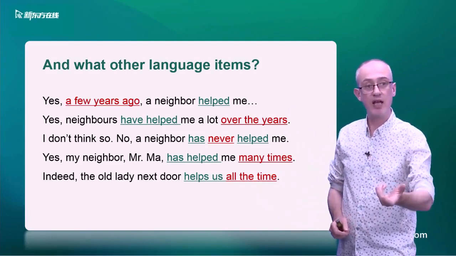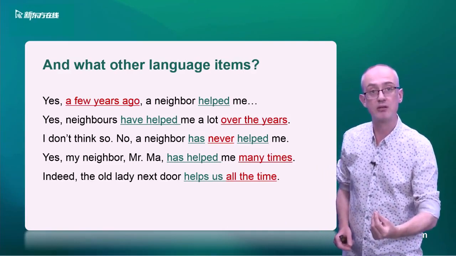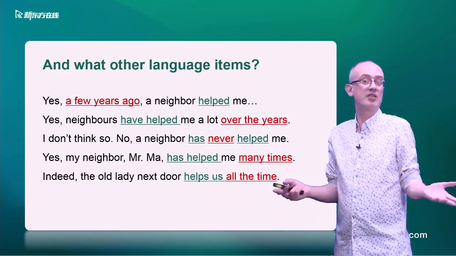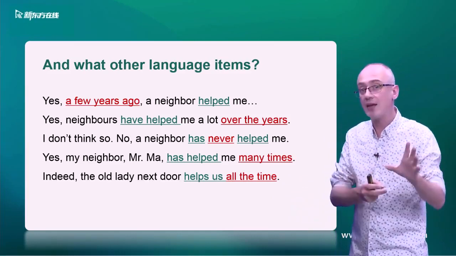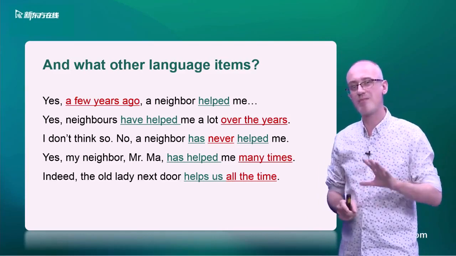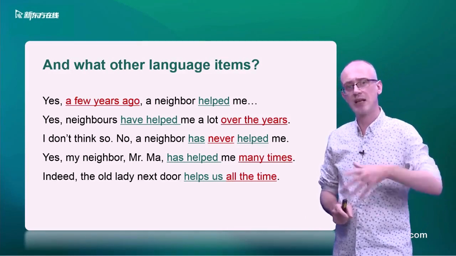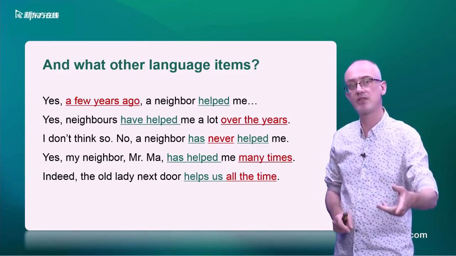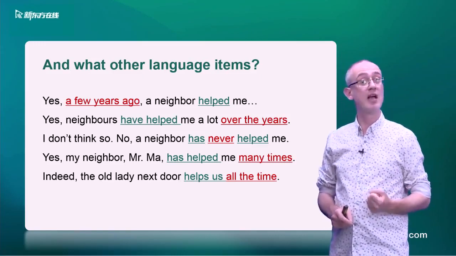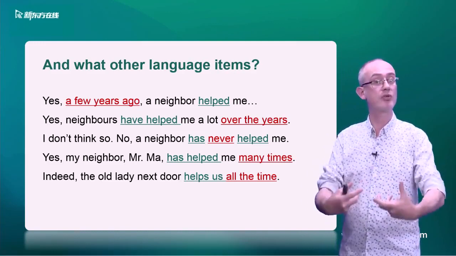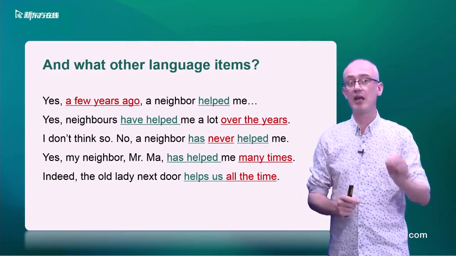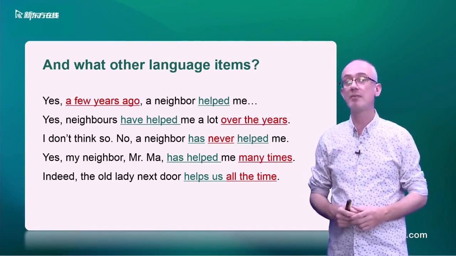Indeed, the lady next door helps us all the time. Bam, present simple. She still does. So again, Cambridge are basically asking, hey, can this person manage their tenses correctly? Can they tell the difference between the present simple and the present perfect and use the present tense, depending on how they choose to answer this question? And can they do this with good adverbs and expressions of time?